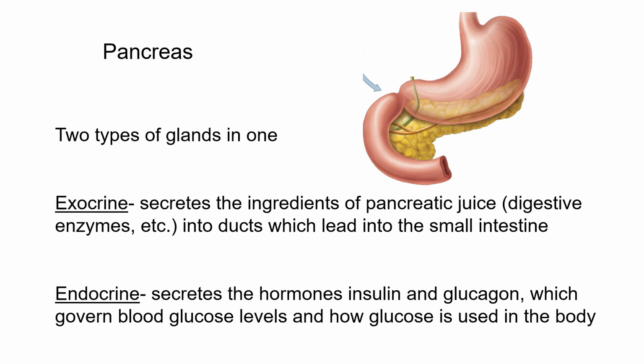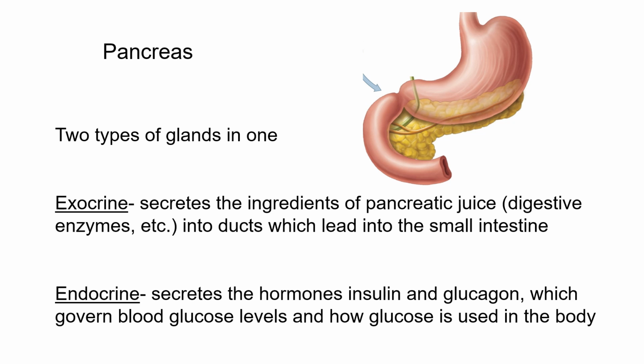Our next endocrine gland is the pancreas. And we talked about the pancreas as part of the digestive system. It is. It is also part of the endocrine system. So your pancreas is two types of glands in one. As part of the digestive system, it's an exocrine gland. Certain cells in the pancreas manufacture the components of pancreatic juice and secrete those components into pancreatic ducts that lead into the small intestine.